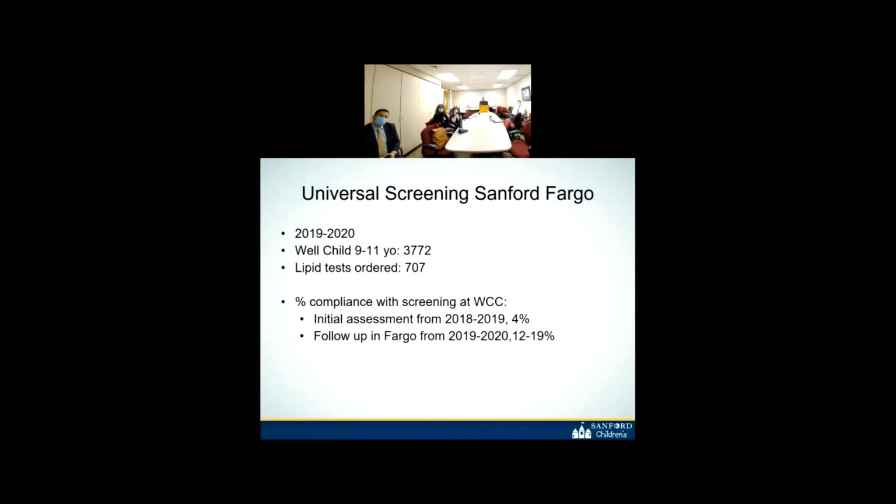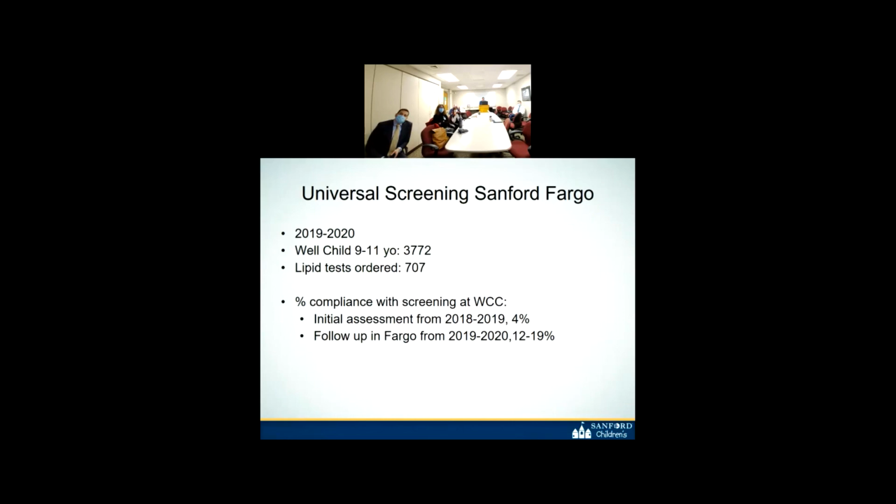And so, this is something that pushed Dr. Miranda and I to really want to increase the universal screening that we do as an enterprise here at Sanford. And so, looking at our 2019 to 2020 data, we saw about 3,700 well-child visits between age of 9 to 11, and we ordered 700 lipid tests just as a pediatrics department here at Sanford Fargo.